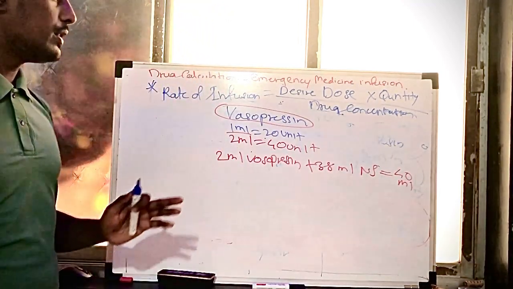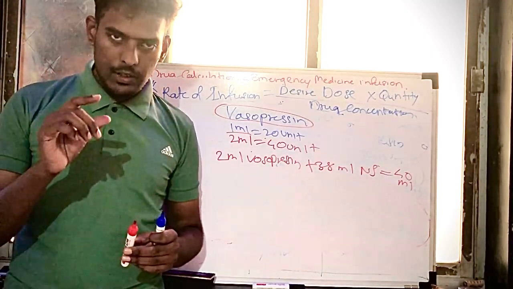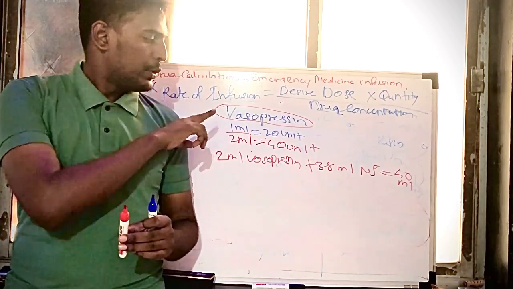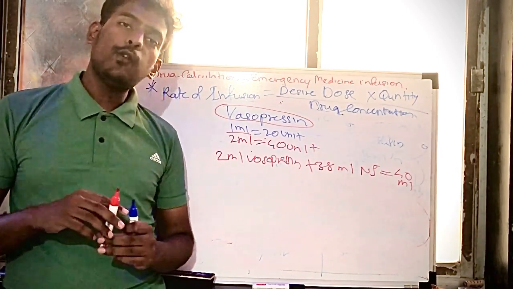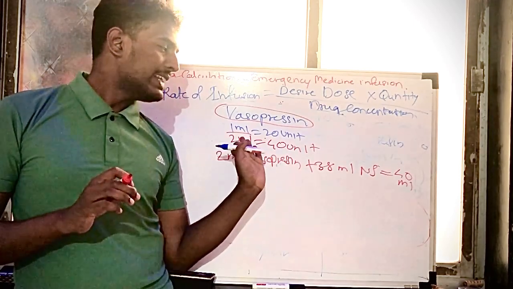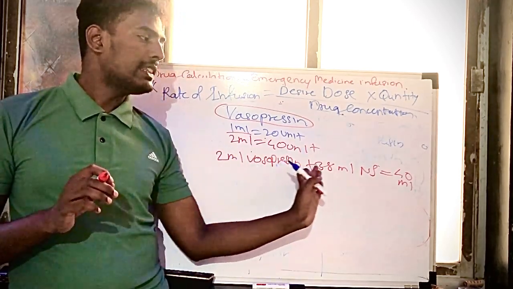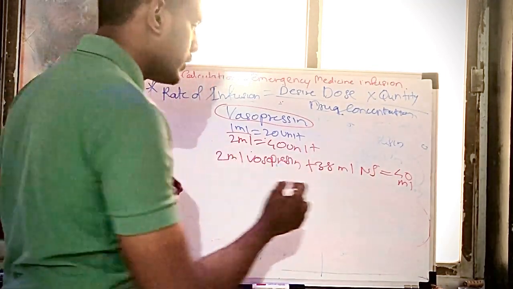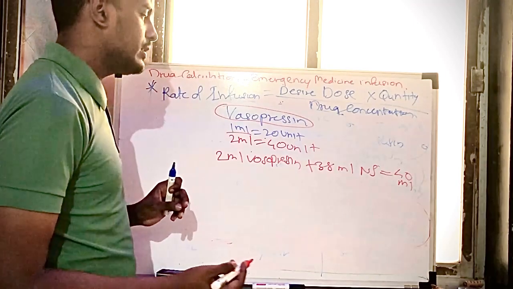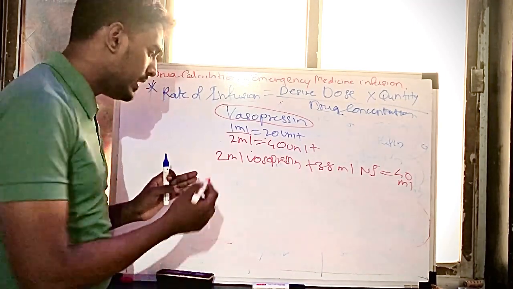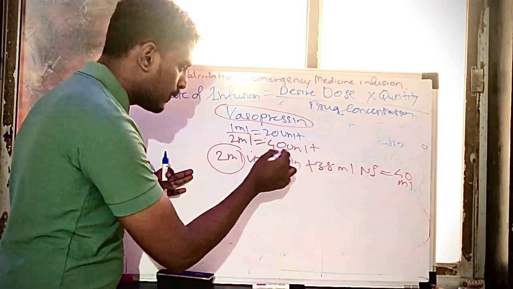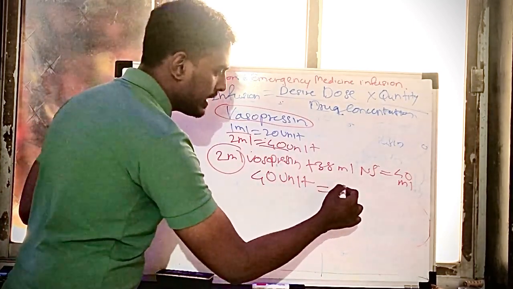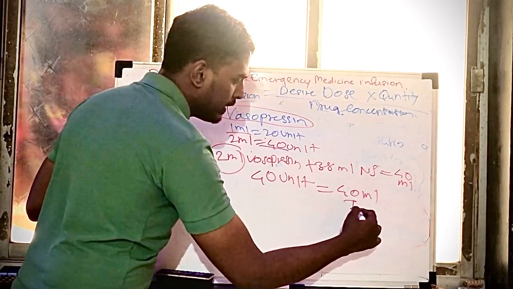Okay, see what I told. Vasopressin 1 ml contains 20 units. So we took a total of 2 ml. So your 2 ml of vasopressin contains 40 unit. Now we add this 2 ml of vasopressin in 38 ml of NS. So we got a total quantity of 40 ml infusion. So in the 40 ml infusion, how many units of vasopressin are present? 2 ml, 40 unit. So 40 unit of vasopressin is present in the 40 ml of infusion.